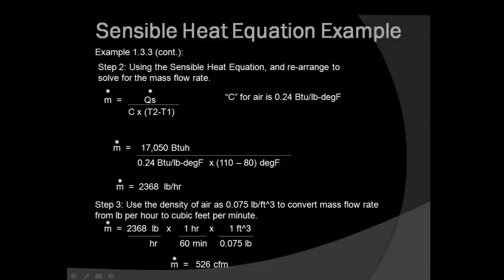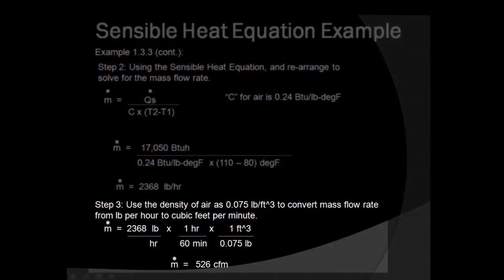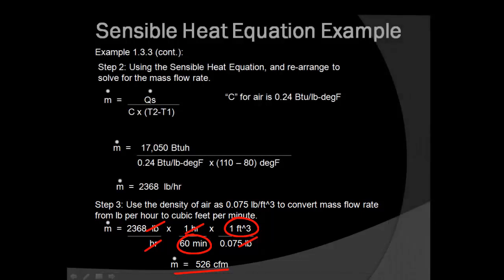But pounds per hour is not very practical in HVAC applications. So the final step is to use the average density for air and some unit analysis. So 2,368 pounds per hour times 1 hour per 60 minutes times 1 cubic foot per 0.075 pound of air, which is the average density of air, will give us 526 cubic feet per minute, also known as CFM. This is the end of this tutorial.